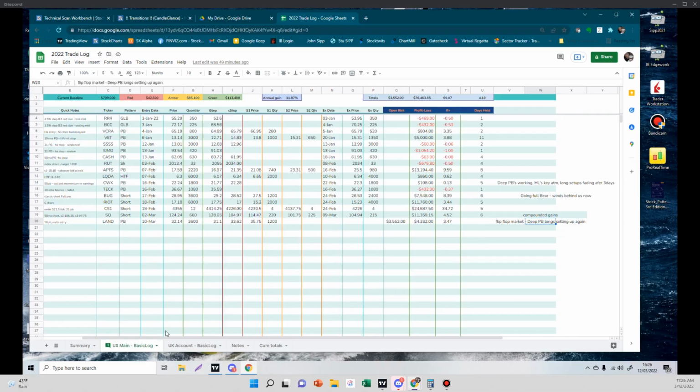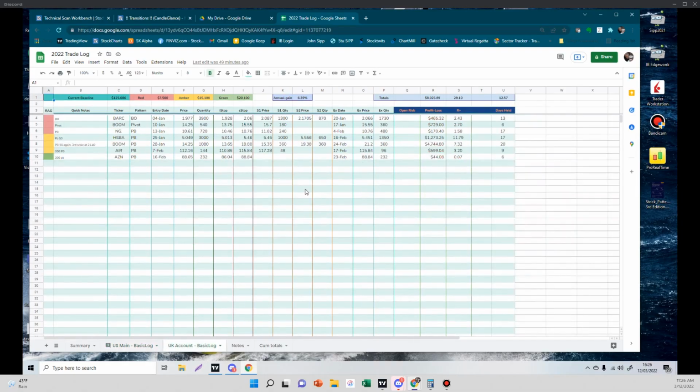So that's it on my US account. My UK account, I've not done anything really since the 23rd of Feb. I've actually had 7 winners in a row in that, which is almost unheard of. The last one was a scratch trade, obviously. But again, you can see I did 3 red trades. They were all winners. So then I go to amber, 3 amber trades. They were all winners. So I'm now on green.